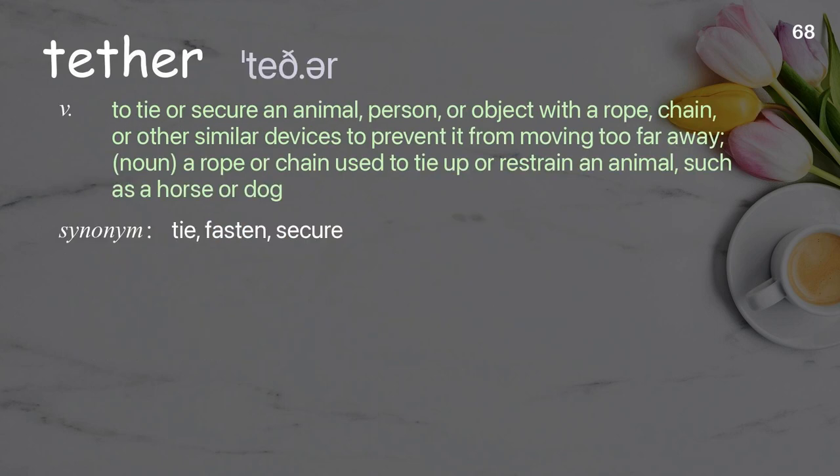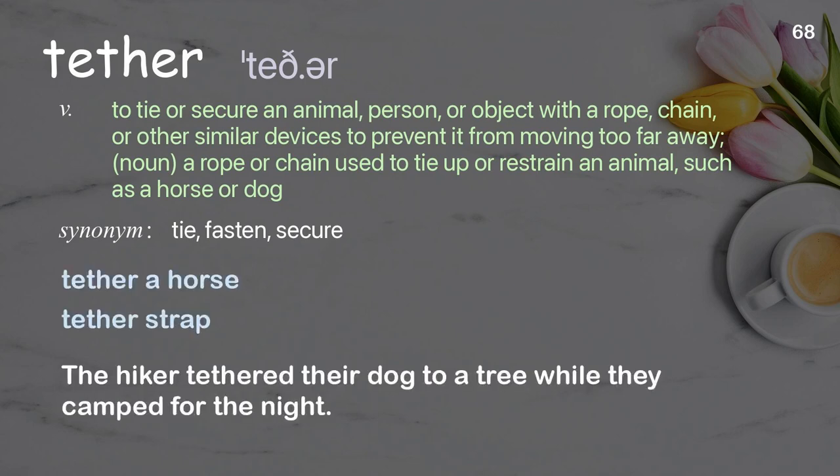Tether. To tie or secure an animal, person, or object with a rope, chain, or other similar devices to prevent it from moving too far away. Noun, a rope or chain used to tie up or restrain an animal, such as a horse or dog. Examples. Tether a horse. Tether strap. The hiker tethered their dog to a tree while they camped for the night.